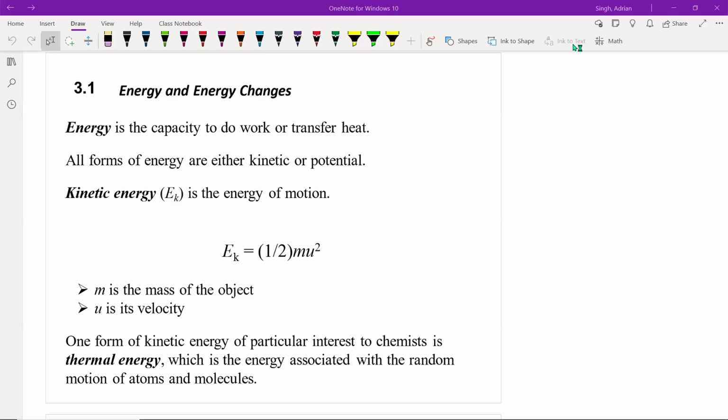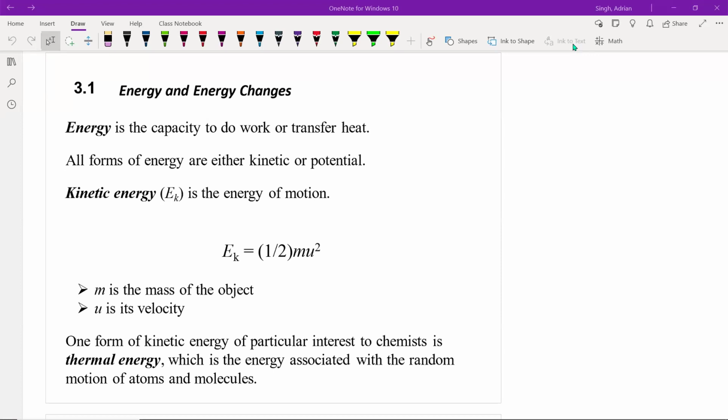All right, so before we start talking about the quantum theory and the electronic structure of atoms, the first thing we need to do is to back up a little bit and talk a little bit about energy and energy changes, because we will be using some of this information as we explain quantum theory and electrons and atoms.